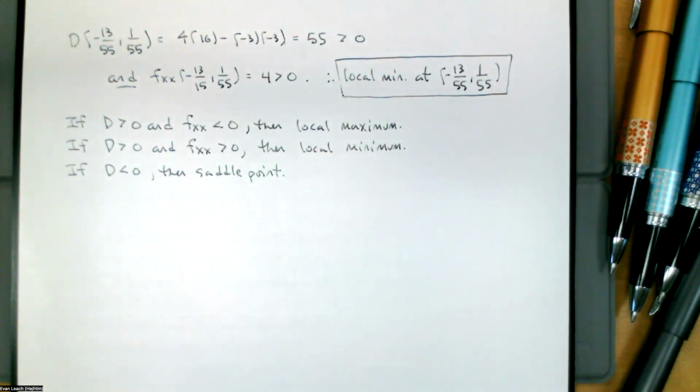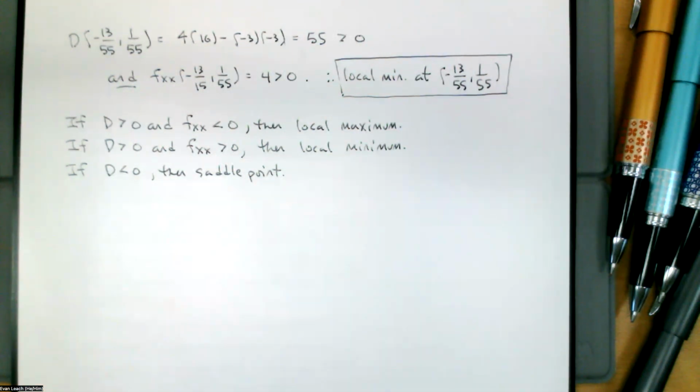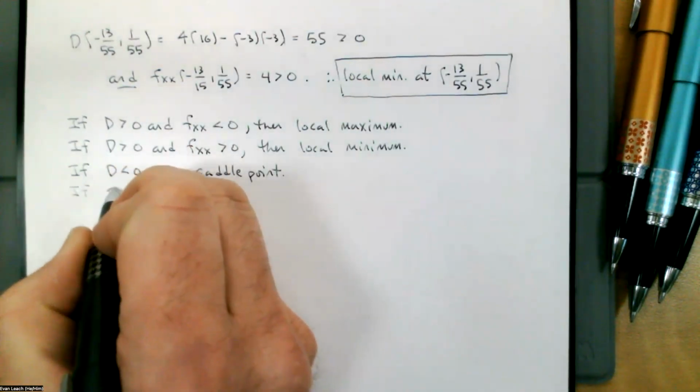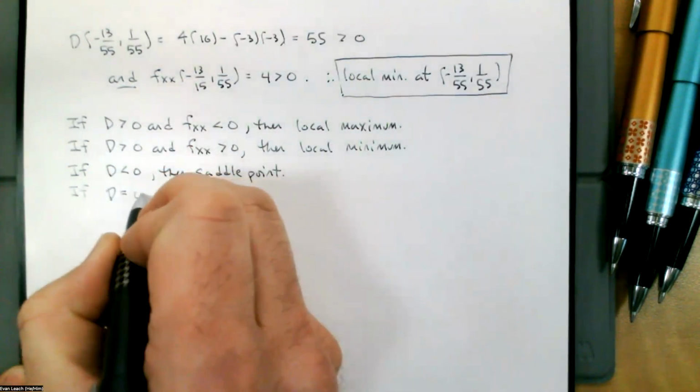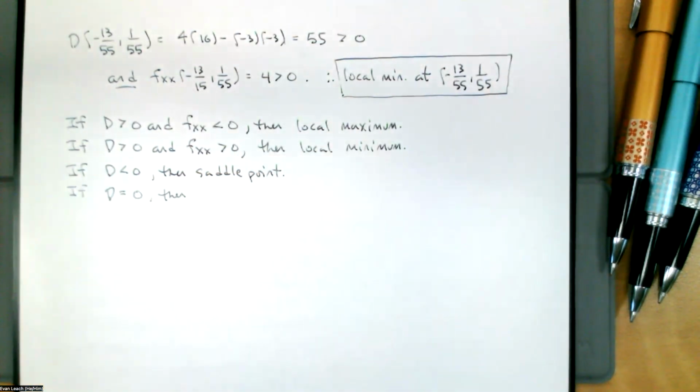So here we have a list of all our possibilities. Did I miss anything? We could have the determinant of the Hessian matrix be neither positive nor negative. If the determinant of the Hessian matrix at the critical point is equal to 0, then the second derivative test provides no conclusion.